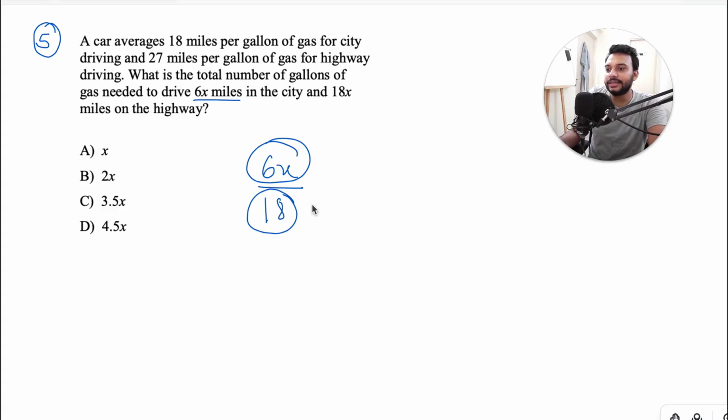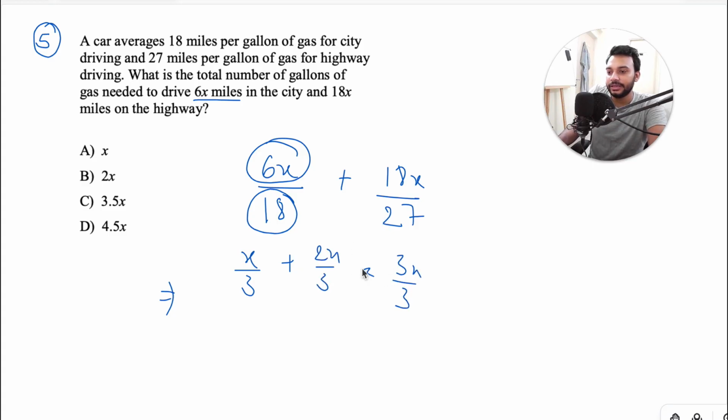Okay, 6x over 18 plus, for highway, 18x over 27. So basically we're breaking this 18x down into units of 27 miles each, because each 27 miles would take 1 gallon of gas. Let's add these two. 6x over 18 is x over 3. 18x over 27 is 2x over 3. 3x over 3, or simply x. Option A.